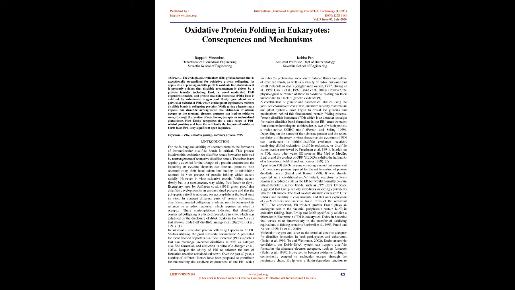Over the past 40 years, a number of different factors have been proposed to contribute to maintaining the oxidized environment of the ER, which includes the preferential secretion of reduced thiols and uptake of oxidized thiols, as well as a variety of redox enzymes and small molecule oxidants. Ziegler and Poulsen, 1977, Wang et al., 1992, Carla et al., 1997, Frand et al., 2000. However, the physiological relevance of these to oxidative folding has been unclear due to a lack of genetic evidence. A combination of genetic and biochemical studies using the yeast Saccharomyces cerevisiae, and more recently mammalian and plant systems, have begun to reveal the proteins and mechanisms behind this fundamental protein folding process.